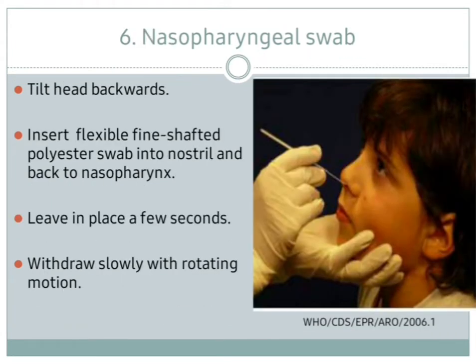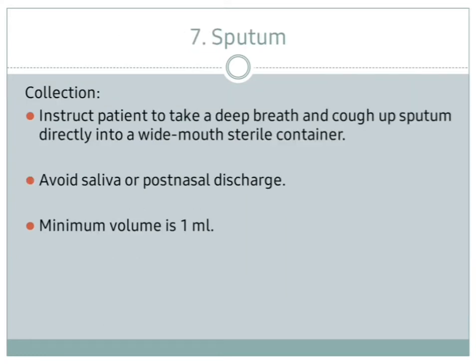Nasopharyngeal swab. Here, as you see in the picture, we tilt the head backward and insert a flexible, fine-shafted polyester swab into the nostril and back to the nasopharynx. Leave in place for a few seconds and then withdraw slowly with a rotating motion. This is how to take the nasopharyngeal swab.